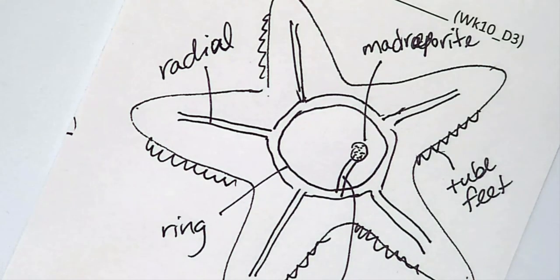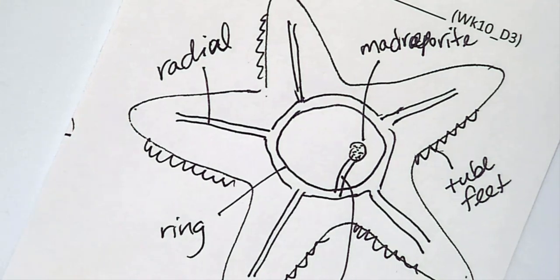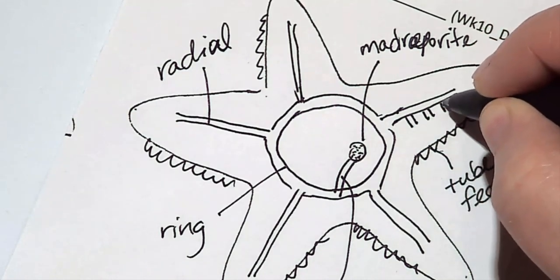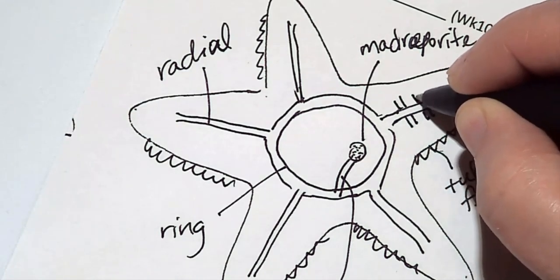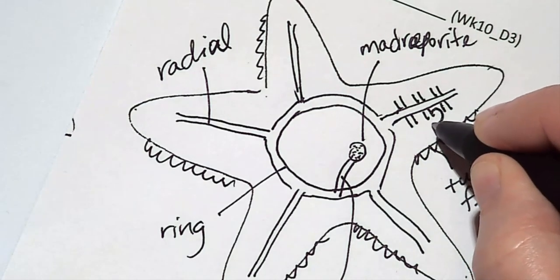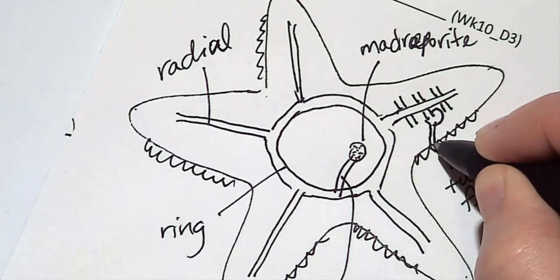Now we've gotten that water out to each of the arms. Now we just have to make that final little transition out to the tube feet. So there's going to be tiny little canals, and then there's the little bulb, which then goes down to the tube feet.